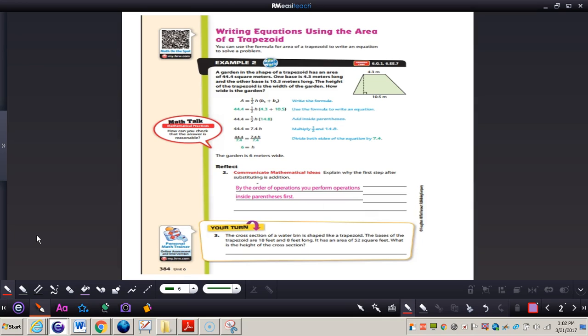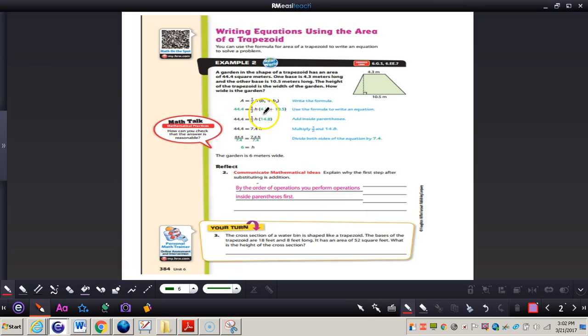We know a lot of different things, so we know the formula is area equals 1/2 times the height times base 1 plus base 2. Now we're going to use the formula to write the equation. 44 and 4/10 equals 1/2 times the height times base 1 plus base 2, 4 and 3/10 plus 10 and 5/10. So we add 10 and 5/10 and 4 and 3/10 together.